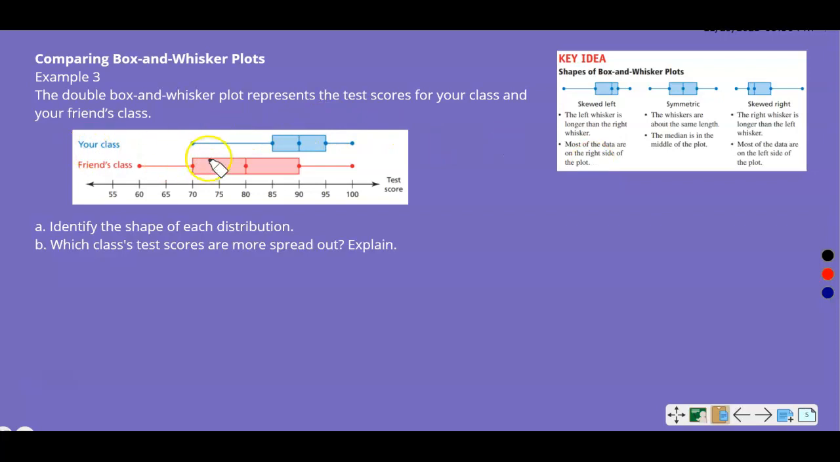All right, so if we look at this, you can look at your class. The whisker on the left side is much longer, so I would say that your class is skewed to the left. On the other hand, your friend's class looks like it's approximately symmetric. All right, so it says identify the shape of each. So I'm going to put this one is skewed left, and then your friend's class, we're going to say it is symmetric.